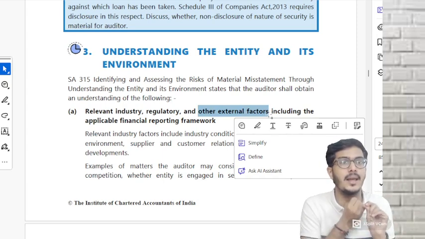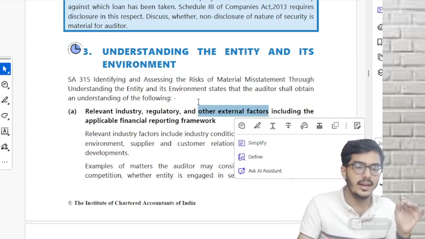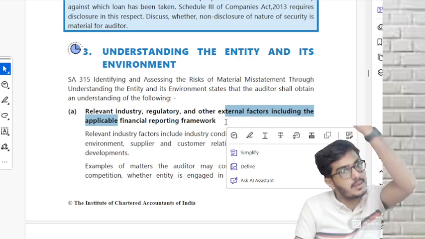Who are the company's suppliers? Who are the company's customers? Correct or not? Who are their competitors? Because even they create a problem while they're doing the business. Correct or not? And including AFRAF. AFRAF for Companies Act is your accounting standards. For banking, it is given by Banking Regulation Act.